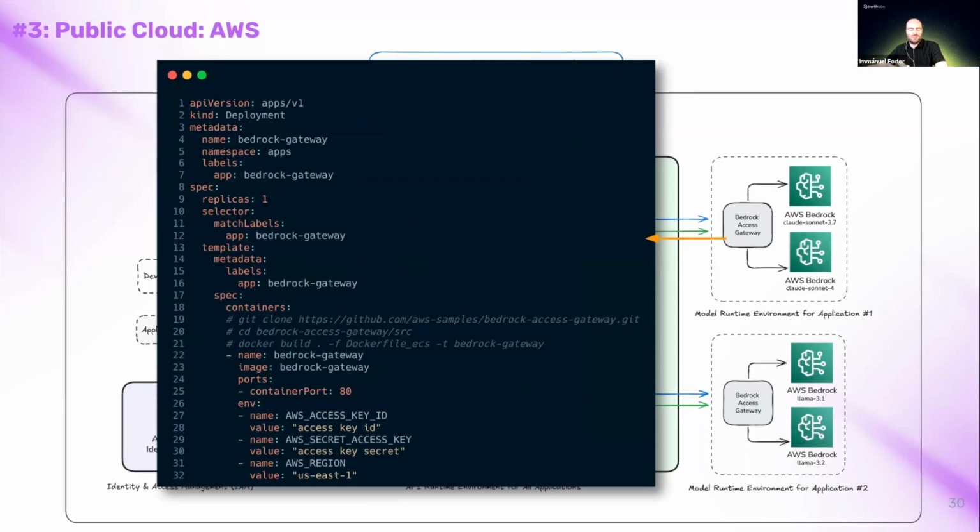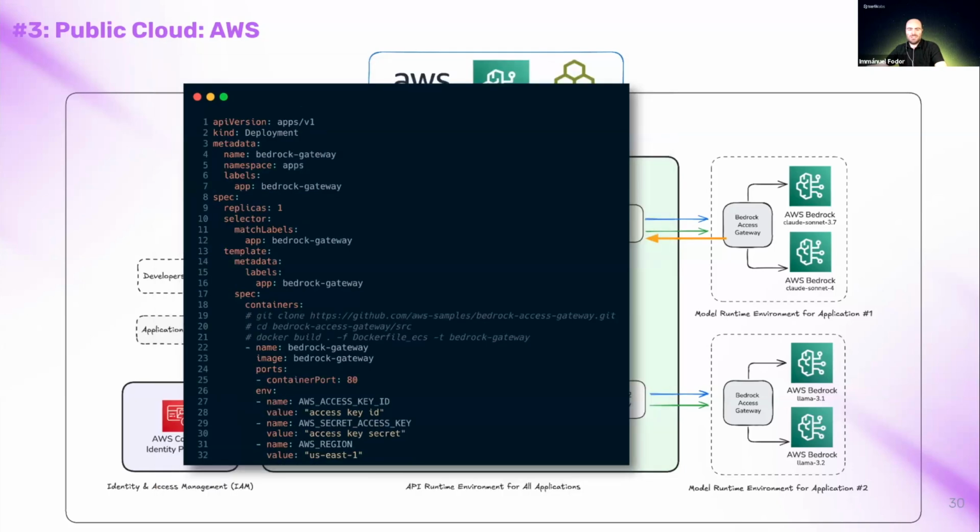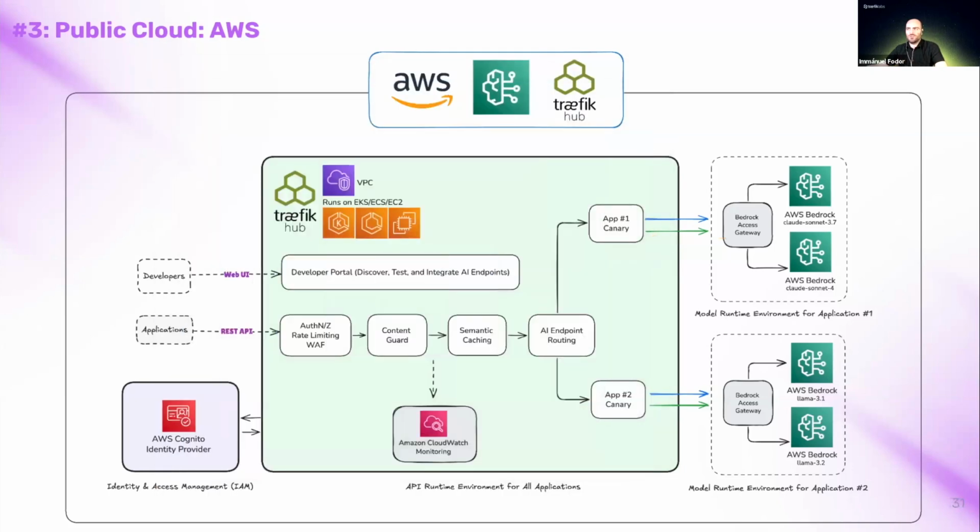And this way, you can abstract away even Bedrock specific things. You just run this service, you put the access key and secret here. You can see it on the bottom, and that's it. Traefik will interact with this gateway, and then the configuration is again unified.